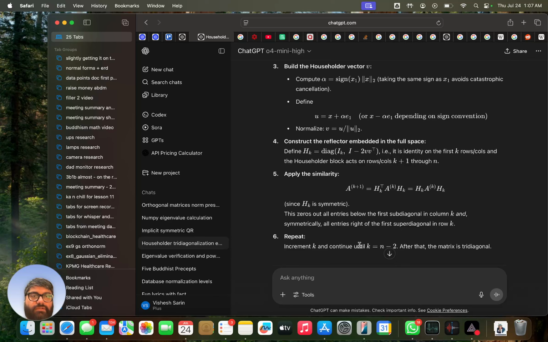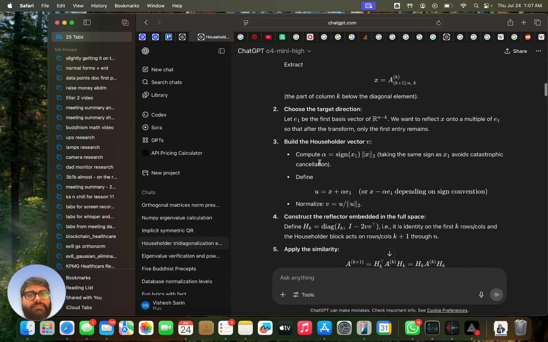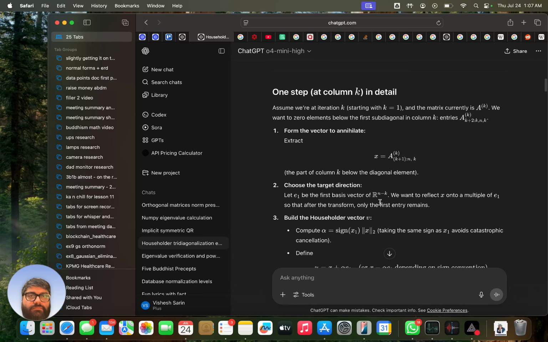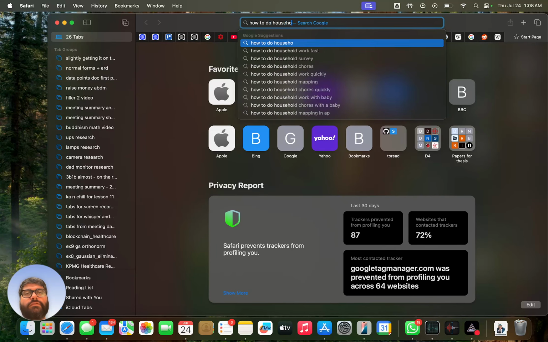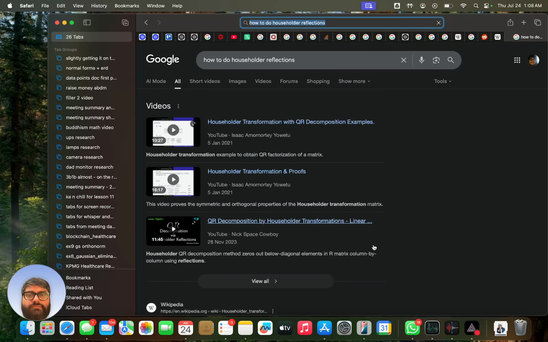All entries right of the first super diagonal in row k. Alright, so that's essentially what that is. Now to showcase, see, this is the step that confuses me. How to do Householder reflections. Let's just start with that.